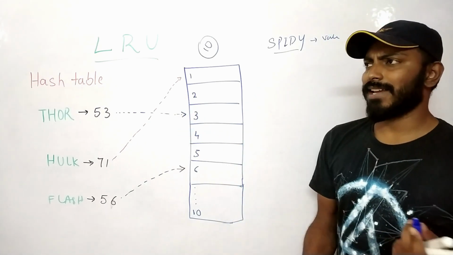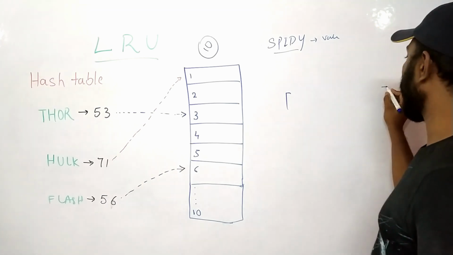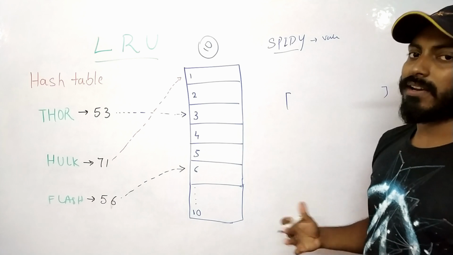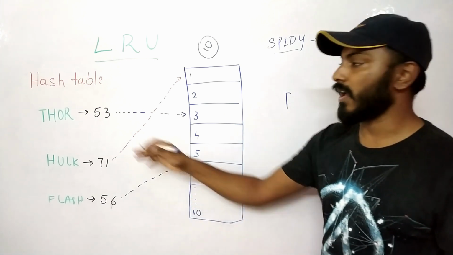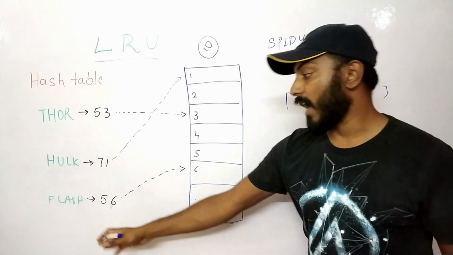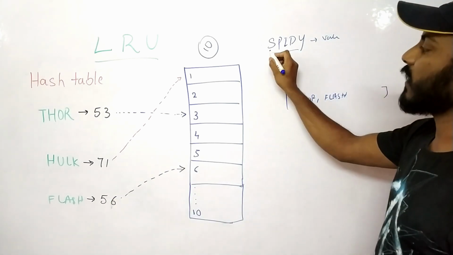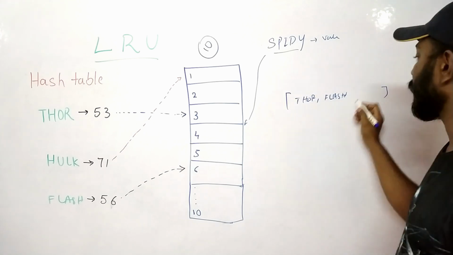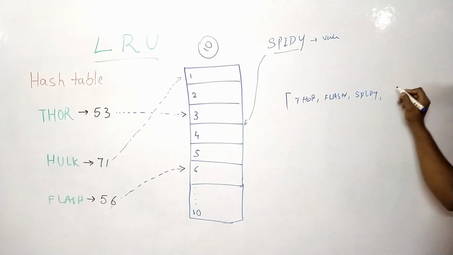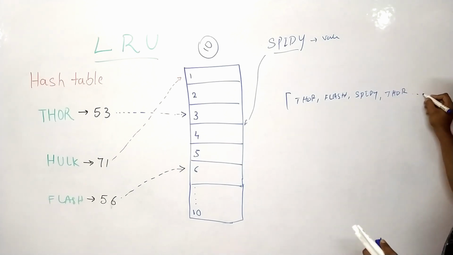So let's take a simple approach. Consider we have a list. We maintain a list in which we keep on saving the keys which are recently used. Say first we access tar, so I save tar. Then maybe I access flash, so I save flash. Say consider we have saved this guy somewhere here, so I access that, which is Spidey, and then again I access tar. Okay, so this way we can keep on saving it.